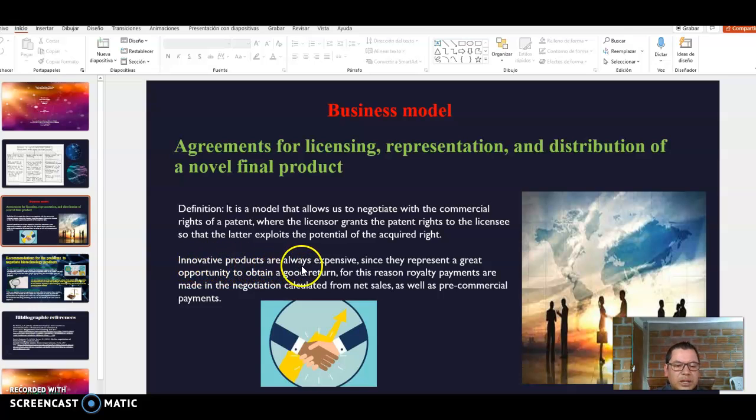Innovative products are quite expensive, since they represent a great opportunity to obtain a good return. For this reason, royalty payments are made in the negotiation, calculated from net sales, as well as pre-commercial payments.